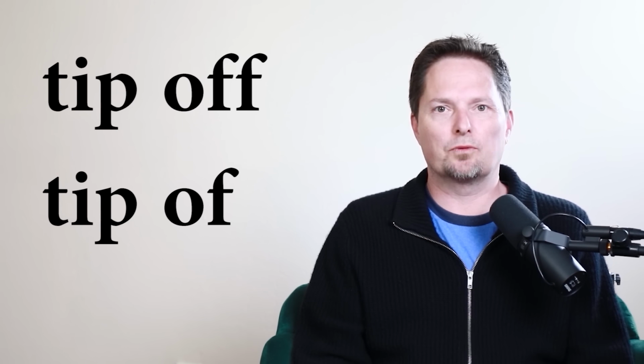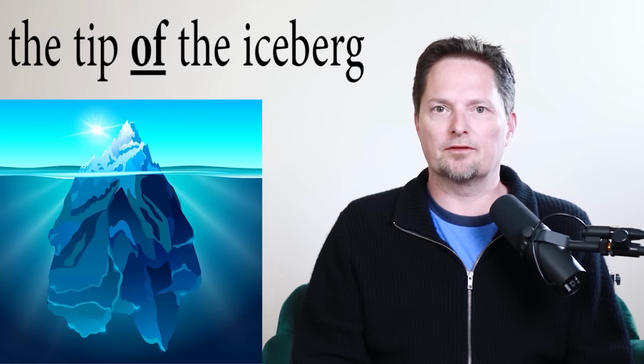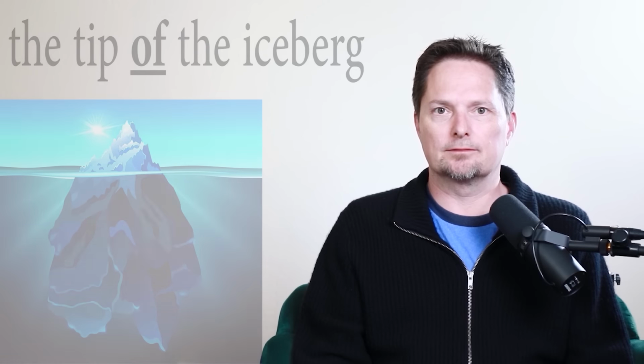So the pronunciation is important here. We have to pronounce it "of," with a short, closed sound. Of, tip of, the tip of the iceberg. Example: this is the tip of the iceberg. And it's an expression meaning the first thing you see, when there's a lot more that you cannot see. That's the tip of the iceberg.